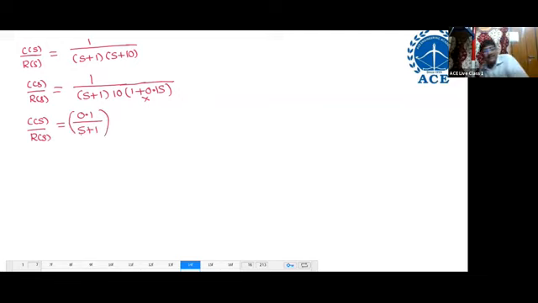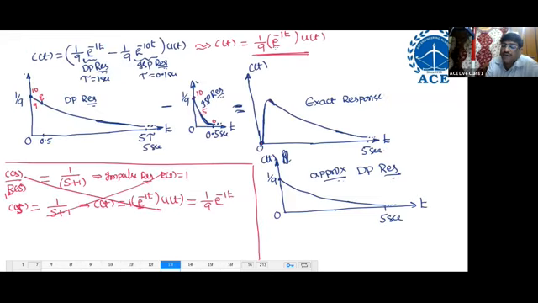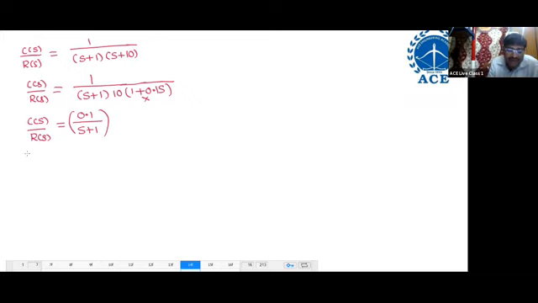Why? You find the inverse Laplace transform, which is approximately equal to 1 by 9 into e power minus 1t only. You find the inverse Laplace transform, find the impulse response. You take R of s equal to 1. That means C of s equal to what?